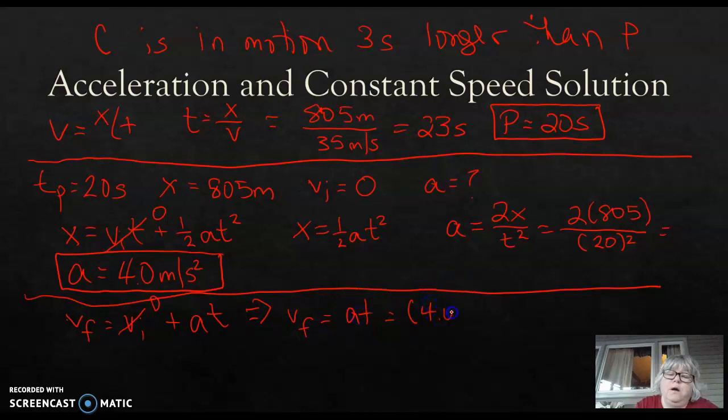So 4 times 20. And you'll see that our police car, by the time it catches it, is actually going 80 meters per second. Okay, that's really fast. That's going to be like about 170 miles per hour, which is probably not likely, but it could happen.